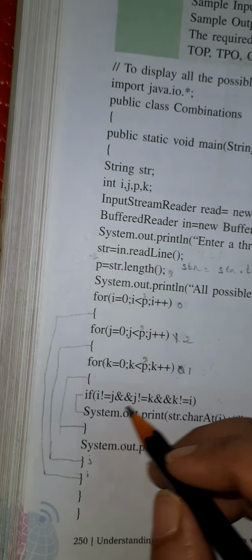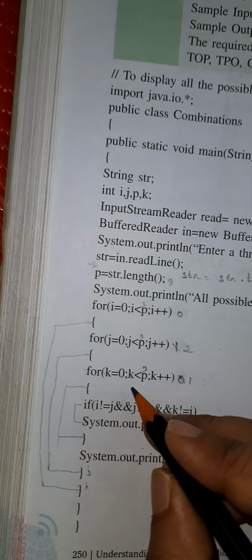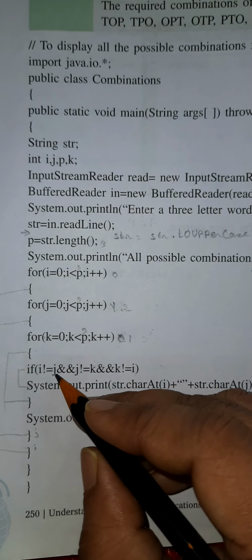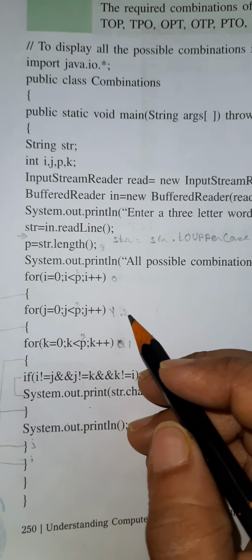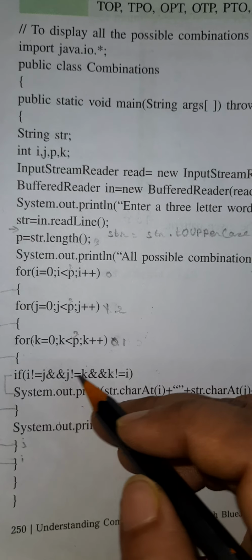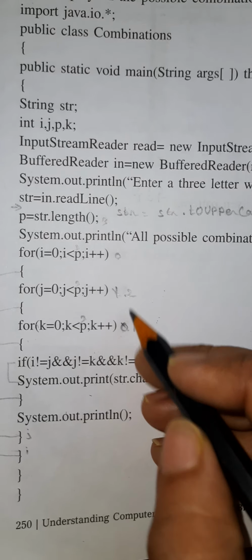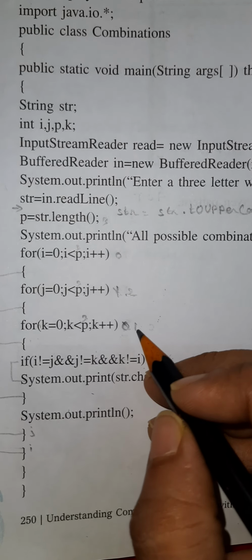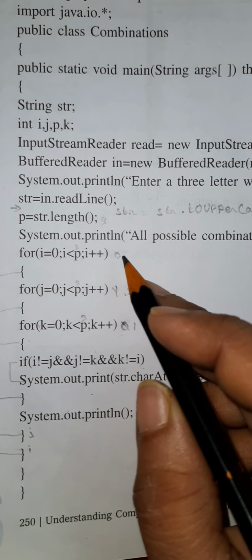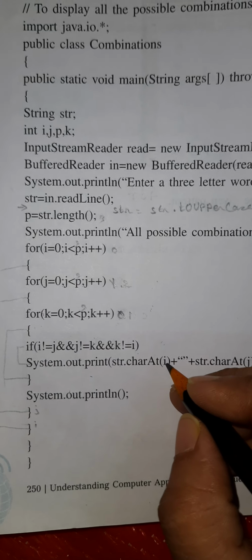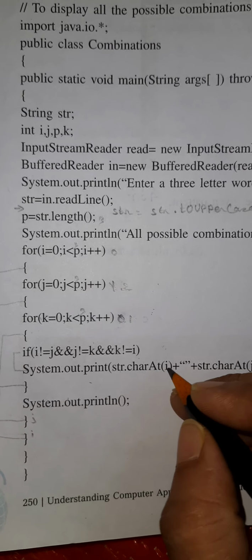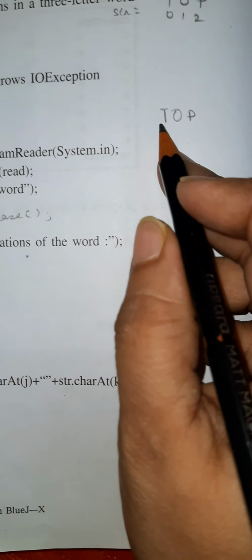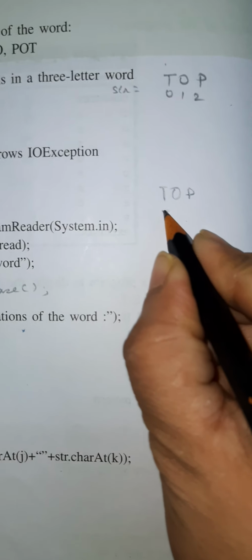So here again it will start. Condition is true. So here I is not equal to J. Condition true. J is not equal to K. Condition true. K is not equal to I. Condition true. It will come here. So the character at I, the 0 position, what is there? T. So it will type T.